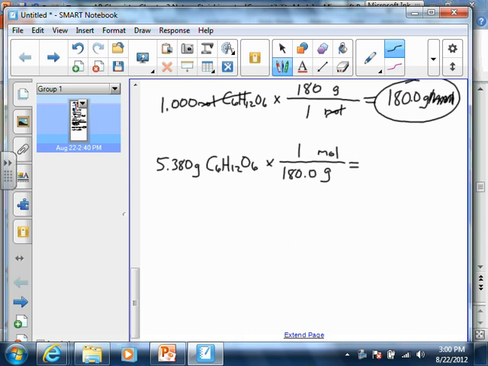It's going to give us 0.0298888, a bunch of numbers there. We need to round to 4 sig figs, so 0.02989 moles of C6H12O6. Okay, that kind of makes sense. 5.380 grams is not a lot, so that's going to be less than a mole because it takes 180 grams to make 1 mole of the C6H12O6.